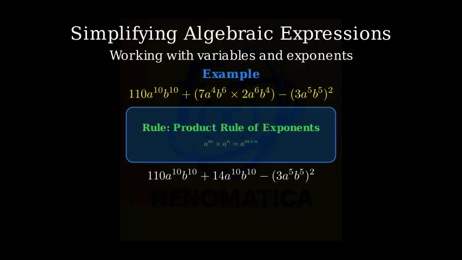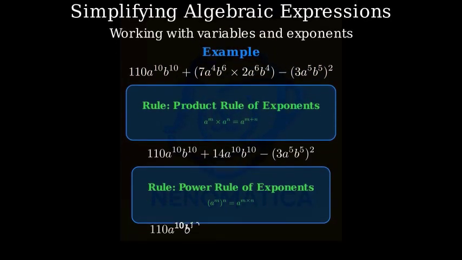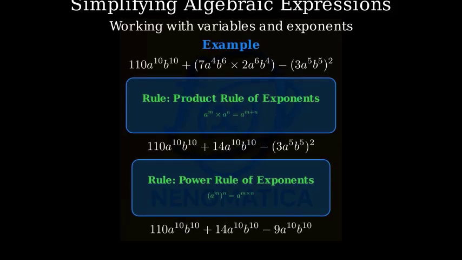We have 3a to the 5th power b to the 5th power, all squared. Using the power rule of exponents, when we raise a term to a power, we multiply the exponents. So for the variable a, we multiply exponent 5 by 2, giving us a to the 10th power. For the variable b, we multiply exponent 5 by 2, giving us b to the 10th power. And for the coefficient 3, we square it to get 9.